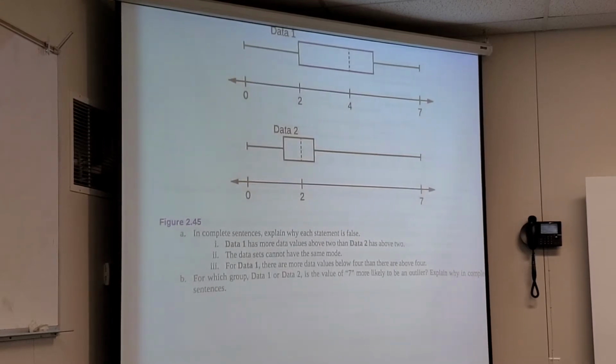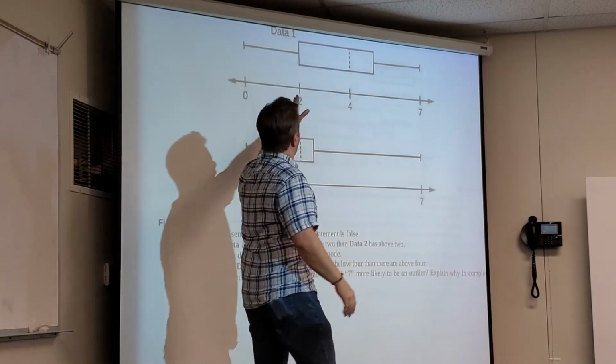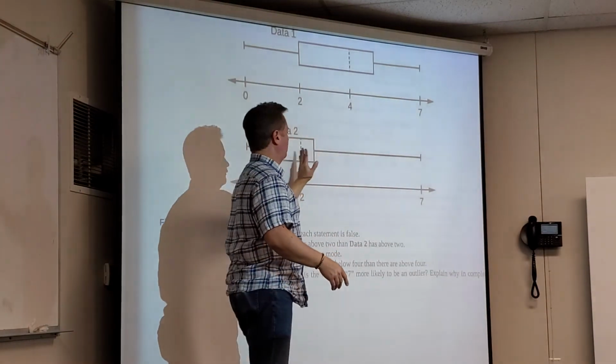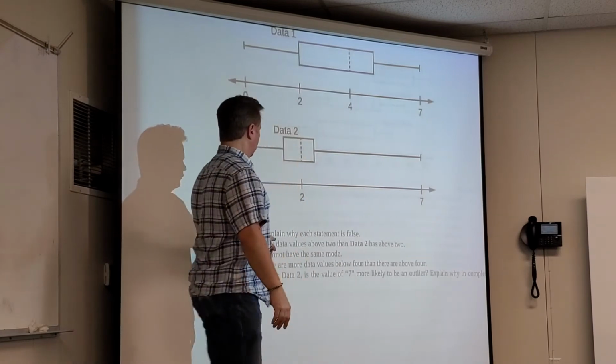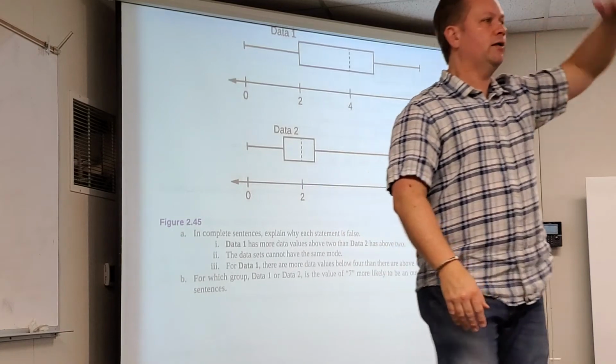Too many people are saying stuff like, well, I don't know. Well, yeah, you've got to know the total number. Give me the percentage. Then I can compare things. Maybe. So I do know that there's a higher percentage of data above 2, right? There's 75% here and 50% there. But this is false. I can't say this because I don't know how many data points are in either set.